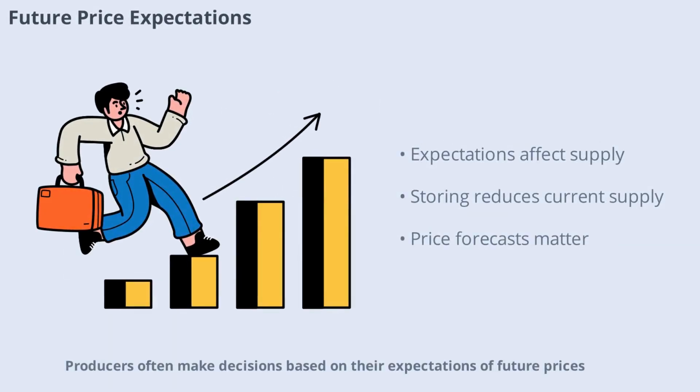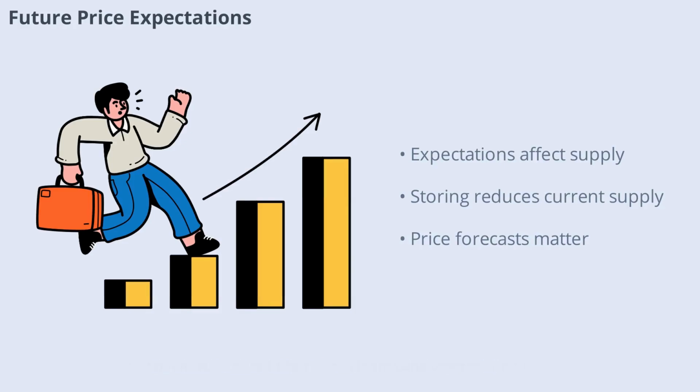Producers often make decisions based on their expectations of future prices. If they anticipate that prices will rise in the near future, they may choose to store their products now and sell them later when prices are higher. This behavior temporarily reduces the current supply available in the market. On the other hand, if producers expect prices to fall, they might rush to sell their goods, increasing current supply. These expectations can lead to fluctuations in supply and impact market stability, making it important for both producers and consumers to pay attention to price forecasts.